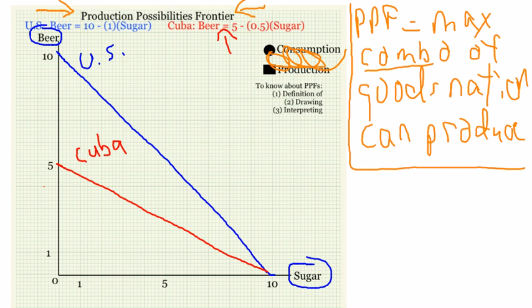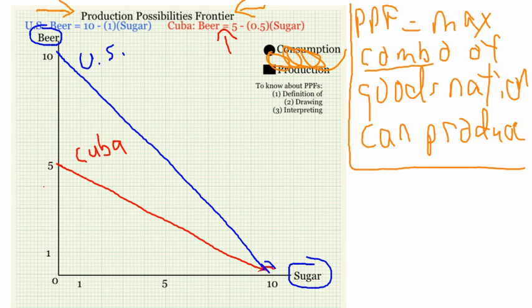Now for sugar, if the US did not produce any beer, then the maximum amount of sugar it could produce is 10. And if Cuba didn't produce any beer, the maximum amount of sugar it could produce is also 10. And so if both countries concentrate only on producing sugar, they produce the same amount. So they're both equally good at producing sugar. And that's how you interpret the y-intercept and x-intercept.